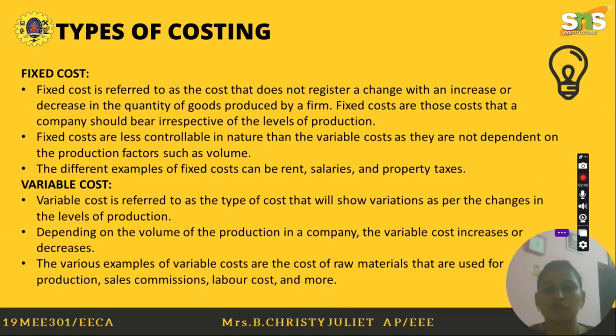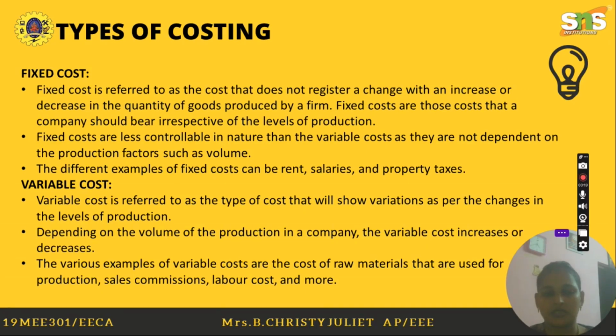So these are the types of costs available. First is fixed cost, which refers to the costs that do not register a change with an increase or decrease in the quantity of goods produced by a firm. Whereas variable costs are the costs that show variations as per the changes in production level. The examples for fixed cost are rent, salaries, property tax, because these will remain constant over a very long period of time.